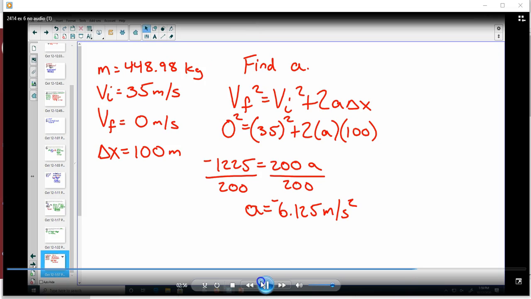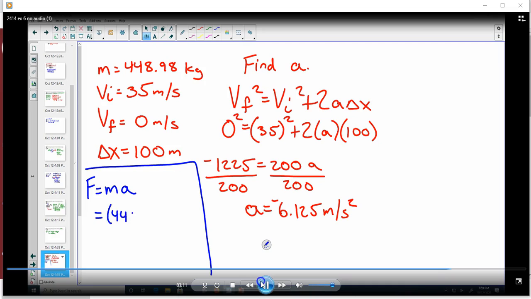Since we know the acceleration and we know the mass, we can determine the braking force by just saying that the force is equal to the mass times the acceleration. We find that the braking force is equal to negative 2,750 newtons.